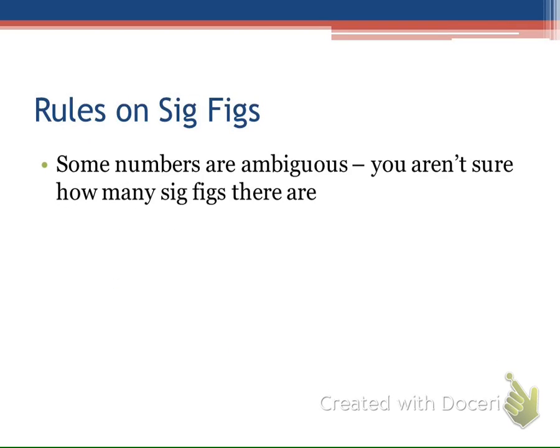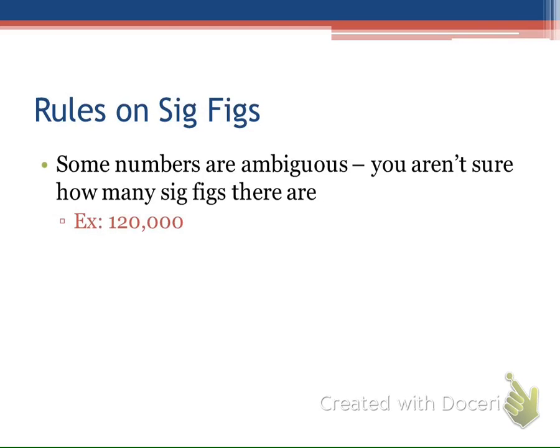The numbers that we aren't sure how many significant figures they have are considered ambiguous. That's a word you need to be familiar with. So if you're not sure how many significant figures a number has, it's considered ambiguous. And there are some rules for what is considered an ambiguous number and what's not. So this is an example of an ambiguous number, and I'm going to tell you why it's ambiguous before we start looking at how we fix it.